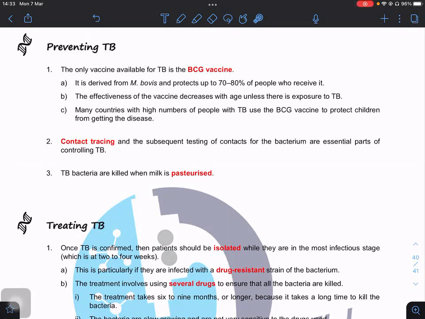So another way to do it is contact tracing. Contact tracing is very, very important, because when you live in the same house, it's something like COVID, airborne, it will definitely spread to others. Are you clear? It will spread to others. Okay, so contact tracing is another method to try to reduce the spreading. And then if, let's say, the bacteria, we want to reduce the risk, so the milk has to be pasteurized.